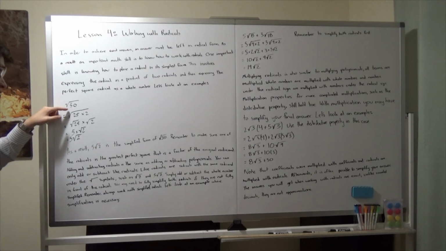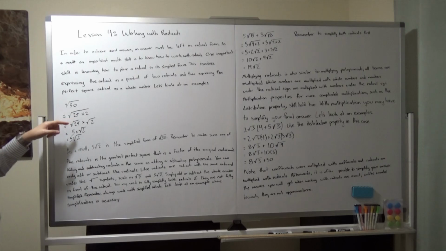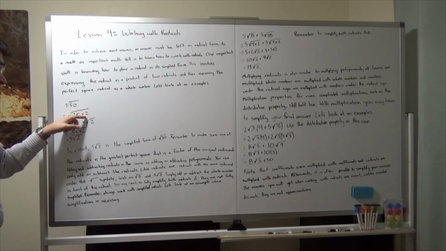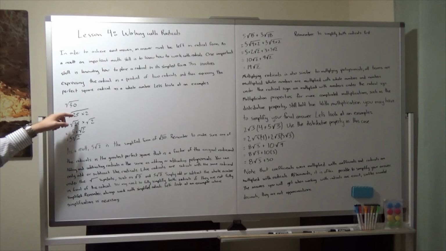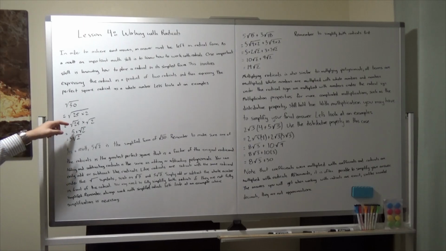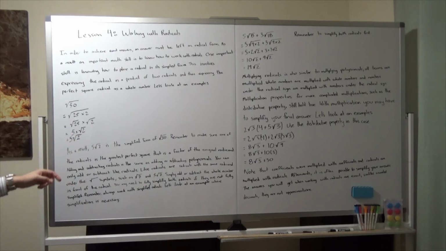So we simplify. 50 equals 25 times 2. Then we take the root of each of them and we multiply. When you have a multiplication under the radical sign, you can apply the radical sign to each term. Then you take the root of 25, and that's 5. So you get 5 root 2. As a result, 5 root 2 is the simplified form of root 50.